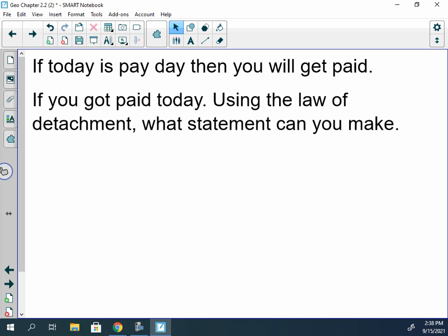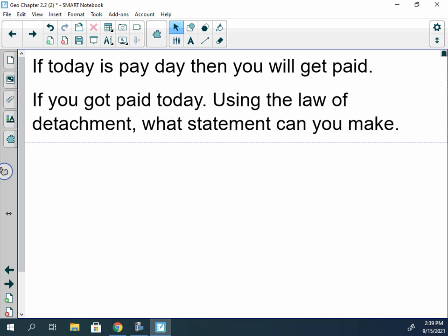If today is payday, then you will get paid. If you got paid today, what can we say about this here? Is this making the hypothesis true? Yeah, it's a little funky, but this is talking about the conclusion, isn't it? This one's not in the note sheets. So this is talking about the conclusion, yes? Can we say anything about it?